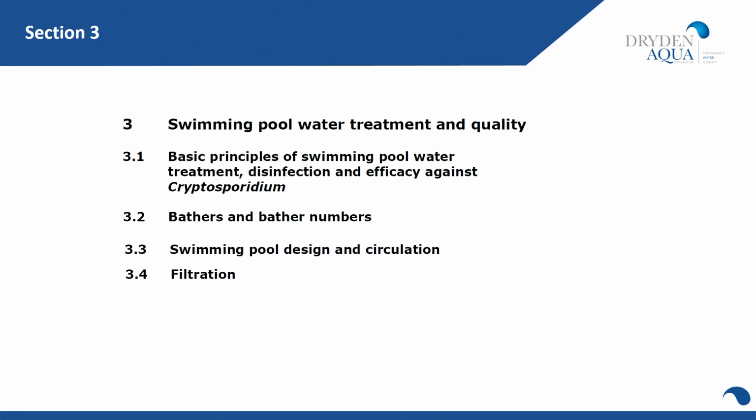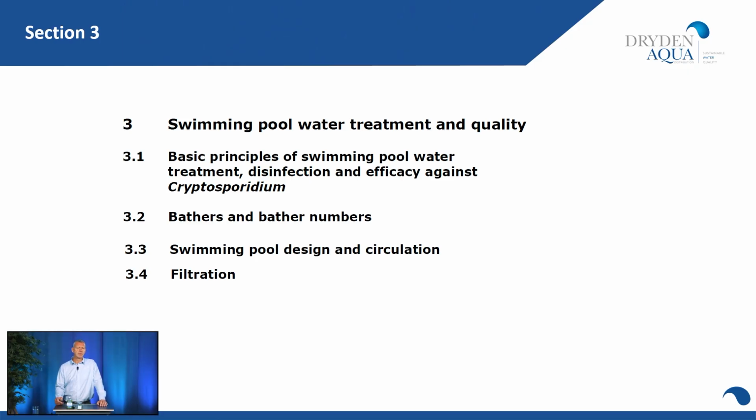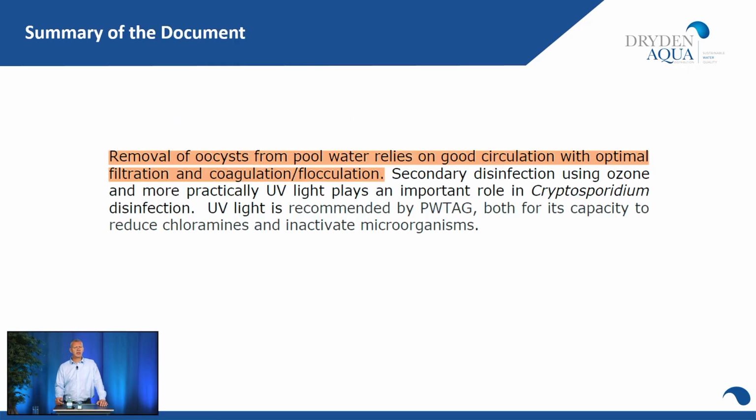We know that bathers and bather numbers are often oversubscribed. The pool is being used outside of the design criteria, so there's flaws in the swimming pool design and circulation. And then the filtration, which is really what I want to hone in on in this presentation. It goes on to tell us that the removal of these oocysts from pool water relies on good circulation, so that's moving that water from the main pool tank quickly through the filtration system, so that we can remove all particulates as quickly as possible and get that water treated with optimal filtration, coagulation, flocculation.